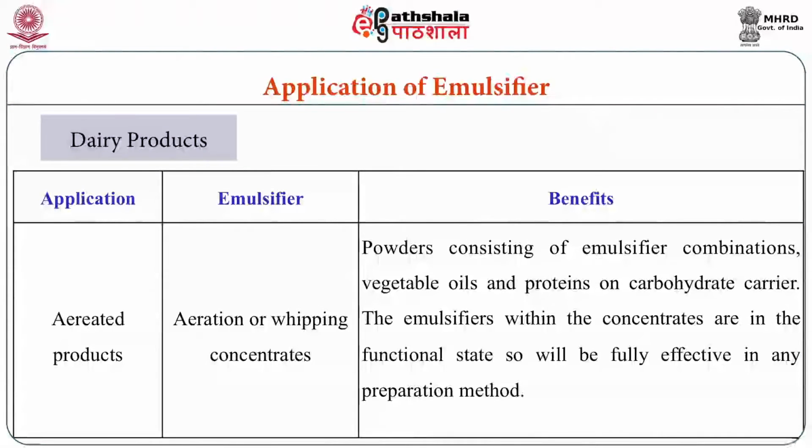In certain aerated dairy products, aeration or whipping concentrates can be used. The powder consists of an emulsifier combination of vegetable oil and a protein or carbohydrate carrier. The emulsifiers within the concentrate are in the functional state, so they will be fully effective in any preparation method.